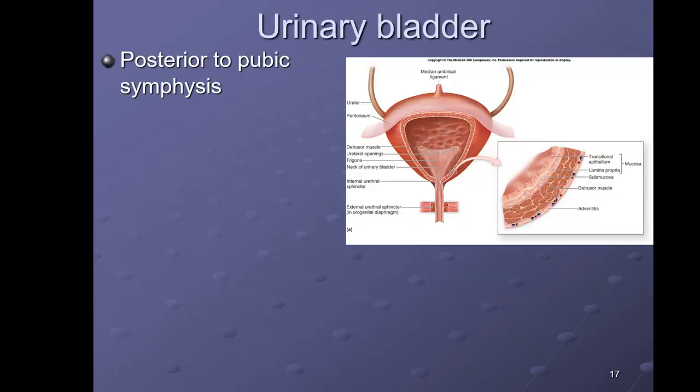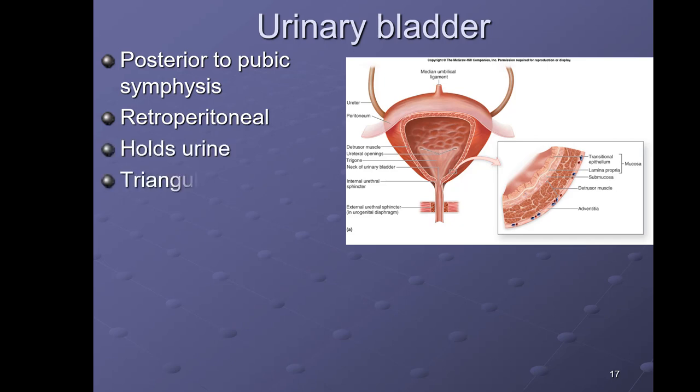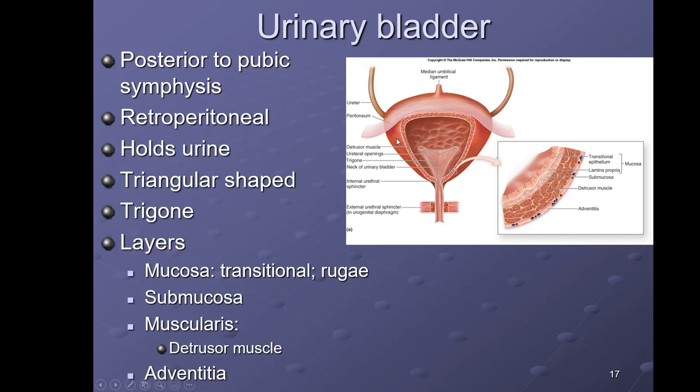The urinary bladder itself is right behind the pubic symphysis, also retroperitoneal, and stores urine temporarily. It's triangular shaped, and there's an area called the trigone. If you think about it, here's your urinary bladder. There are 3 openings: an opening for each ureter bringing urine in, and an opening for urine to get out to the urethra. Those 3 openings form a little triangle, which is called the trigone. The lining of the bladder also has rugae, just like the stomach. So all that rough surface here is rugae.